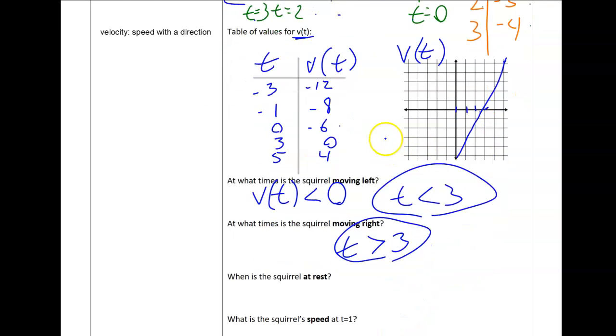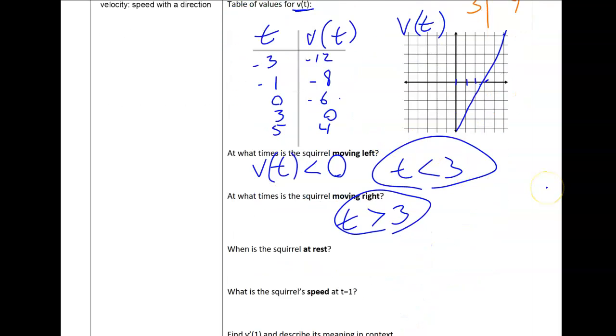And then at rest means not moving, right? So at rest, well, that would be t equals 3 because v of 3 is 0. So my velocity is 0 when I'm at rest.